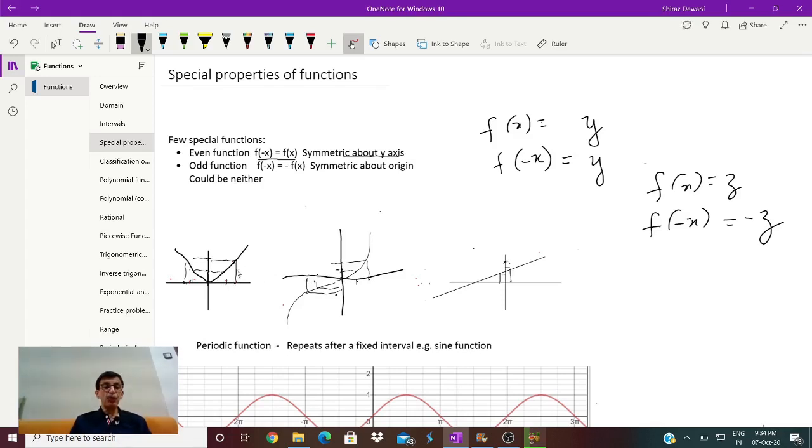Here when you substituted x with minus x, you got exactly the same y. Here you get minus y. So that is the difference. So this is an odd function. It is symmetric about the origin.